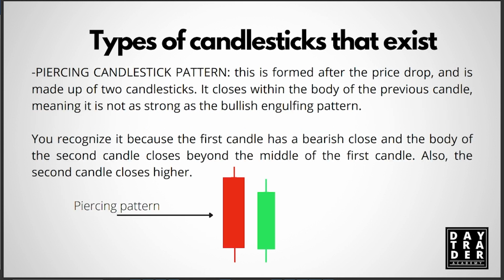The piercing pattern is a 2-day candle pattern that implies a potential reversal from a downward trend to an upward trend. 3 characteristics of this pattern include a downward trend before the pattern, a gap after the first day, and a strong reversal as the second candle in the pattern.